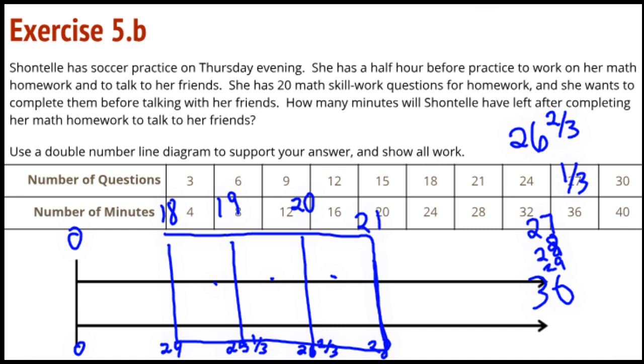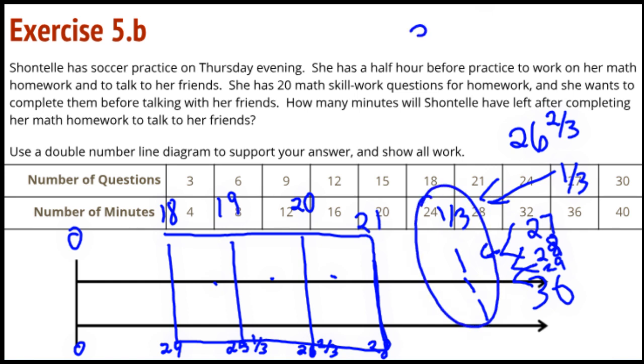So I'm going to count on a third, and then 27 to 28 is one more, and 28 to 29 is one more, and 29 to 30 is one more, and I'm going to find that there are 3 1/3 minutes for her to talk to her friends.